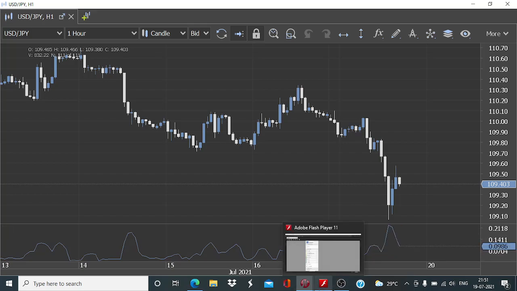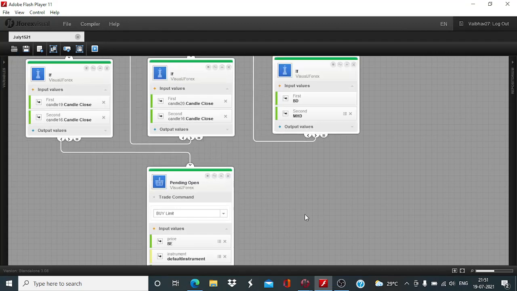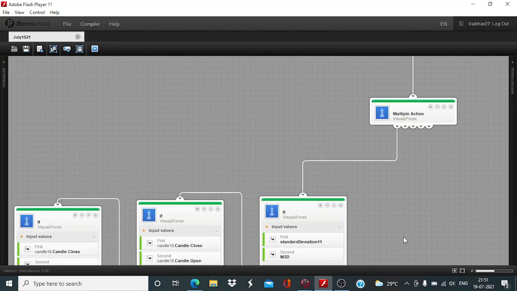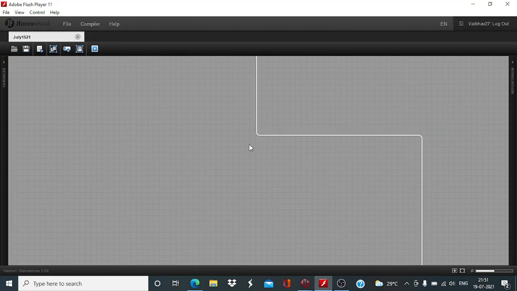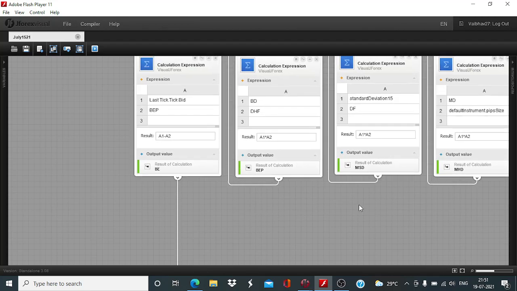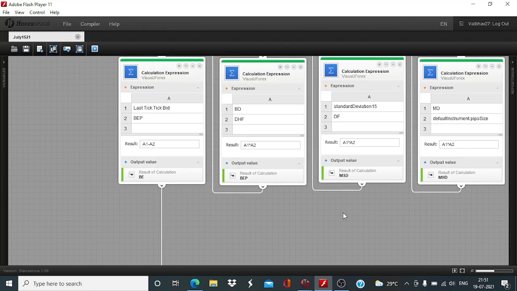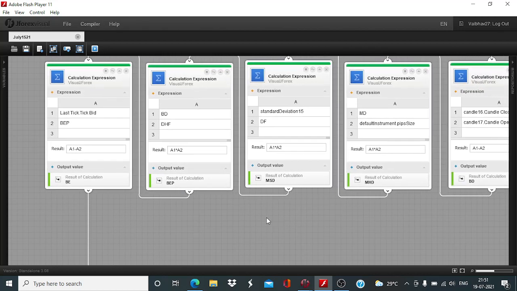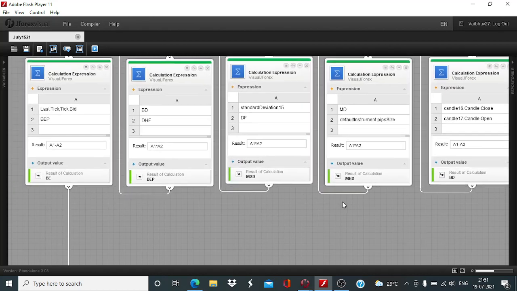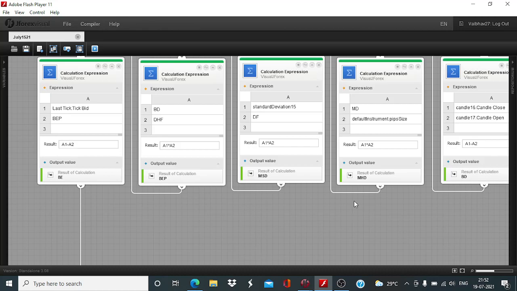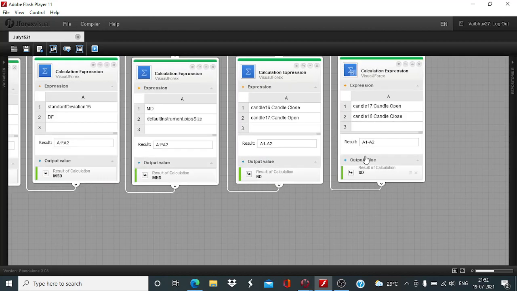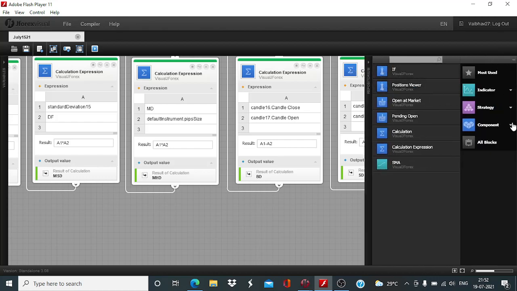So we head back to the Visual JForex board. And we will have to carry out some calculations. We will have to define the selling price. For that, we will have to consider this difference and multiply it by 0.5.